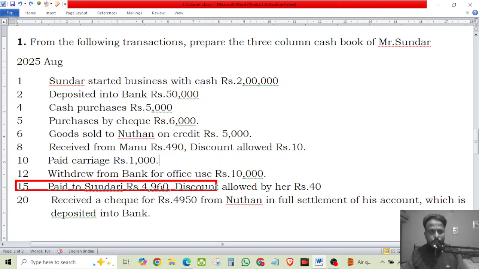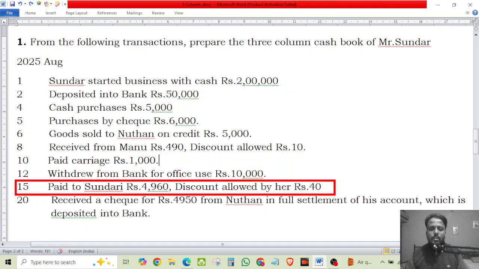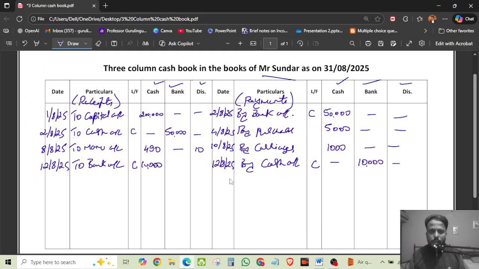So after 12th, we'll move on to the next date, that is 15th. On 15th, paid to Sundari 4,960 and allowed her discount 40. So paid to Sundari is a payment. It will appear on the credit side of the 3-column cash book on 15th. Sundari account debit to cash account on 15/8/2025.